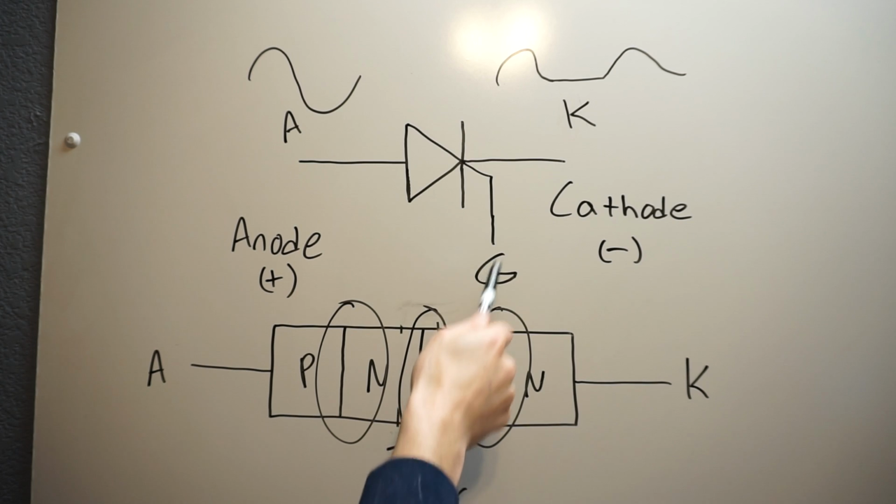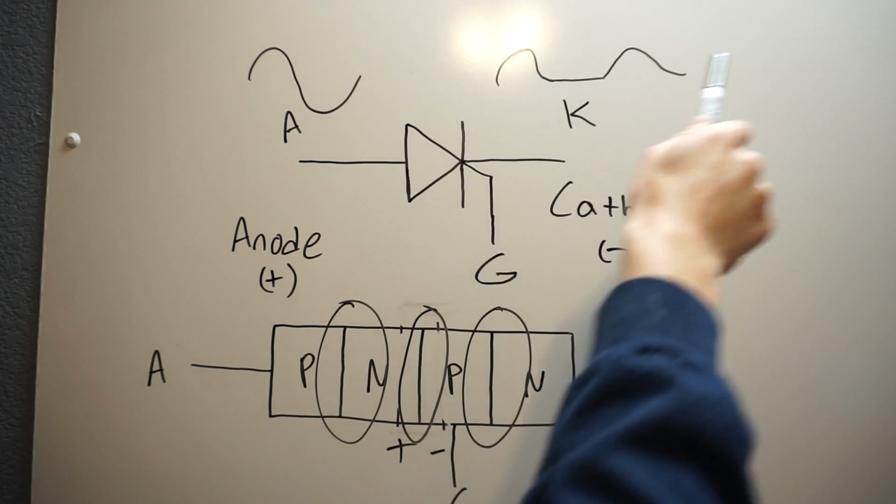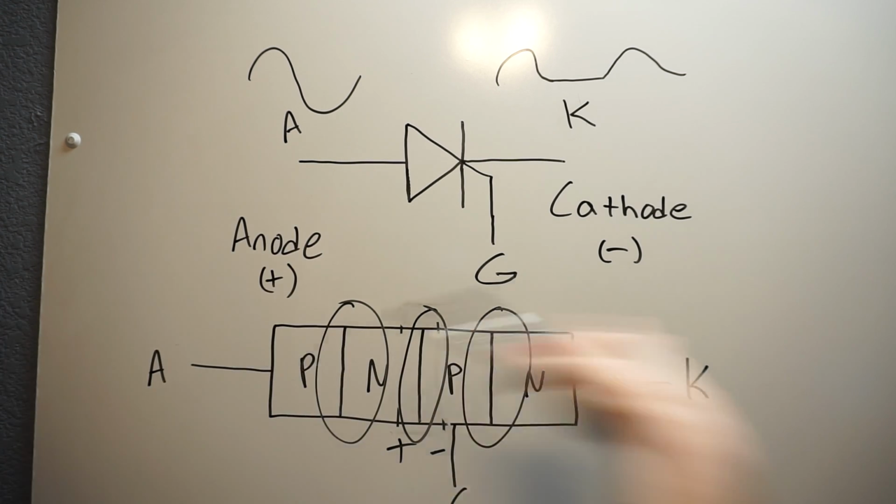So when you have this gate activated, it will allow half of your sine wave to make it through. If it's off, it pretty much cuts the power off. So it's a really good solid state switch for AC applications.